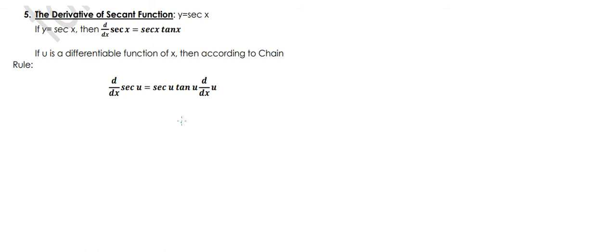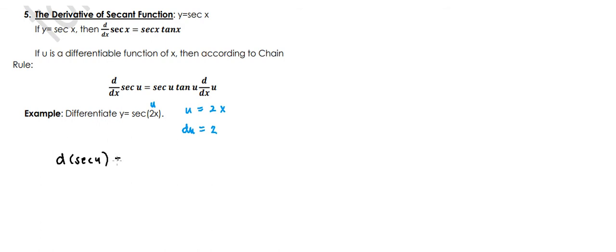Okay, let's have an example. Alright, so our u here is 2x, as you can see. Now, let's derive the u. So, the derivative of 2x will be 2. And let's use our formula. We have the derivative of secant u is equal to secant u tangent u du.